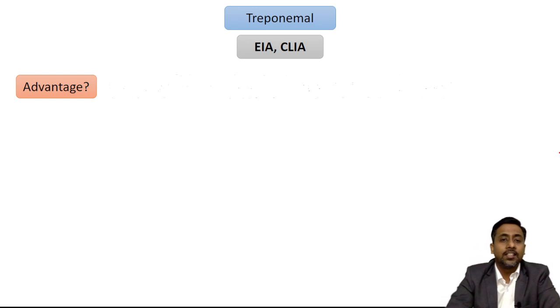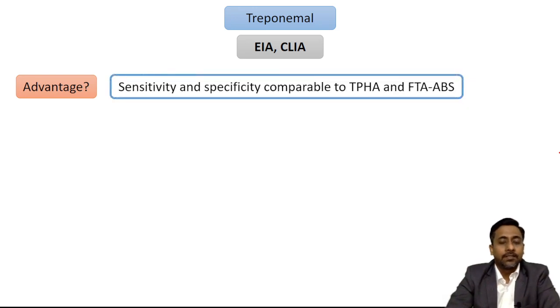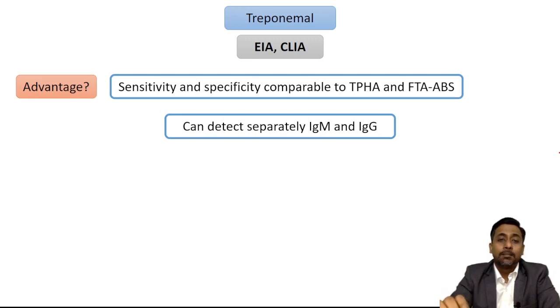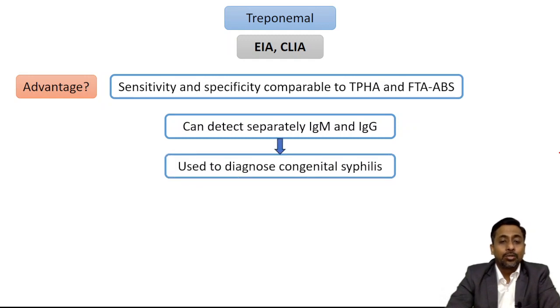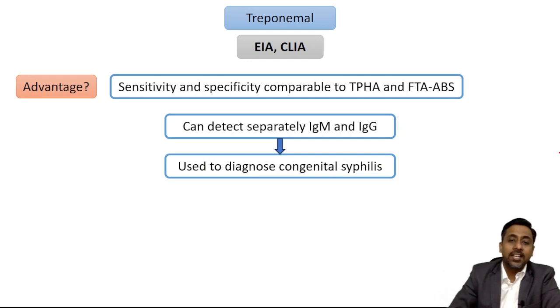The advantage of EIA and CLIA is their sensitivity and specificity. It is comparable to TPHA and FTA-ABS, and it is very simple to perform and can detect IgM and IgG separately. Okay, and it is used to diagnose congenital syphilis because of this reason, because it can separately identify IgM and IgG.